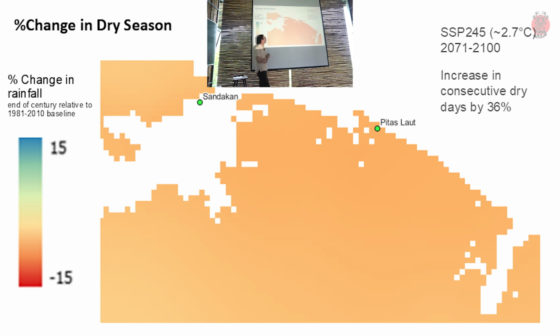So this is our annual projection for the change in rainfall. It's projected that in this area, there might be an increase in consecutive dry days by 36%. In Pitas Laut, their water supply is rain-fed. And you can see a decrease around this area, maybe about 10% decrease in rainfall.